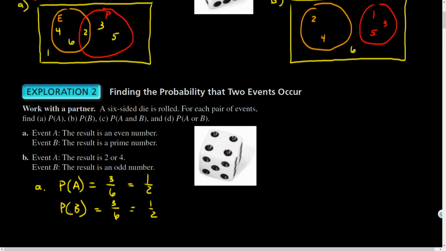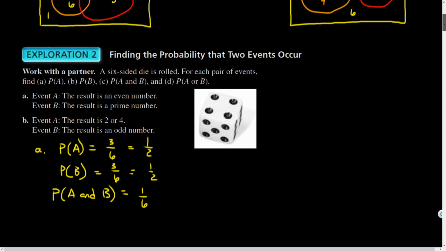Now, what's the probability of A and B? Were there any outcomes that were both of those things at the same time? Well, it was just the number 2, which was a single outcome. And so 1 out of 6 ways. And then this is the new question. We've done probabilities of A and B before, but we've not dealt with OR logic. And so the probability of A or B.